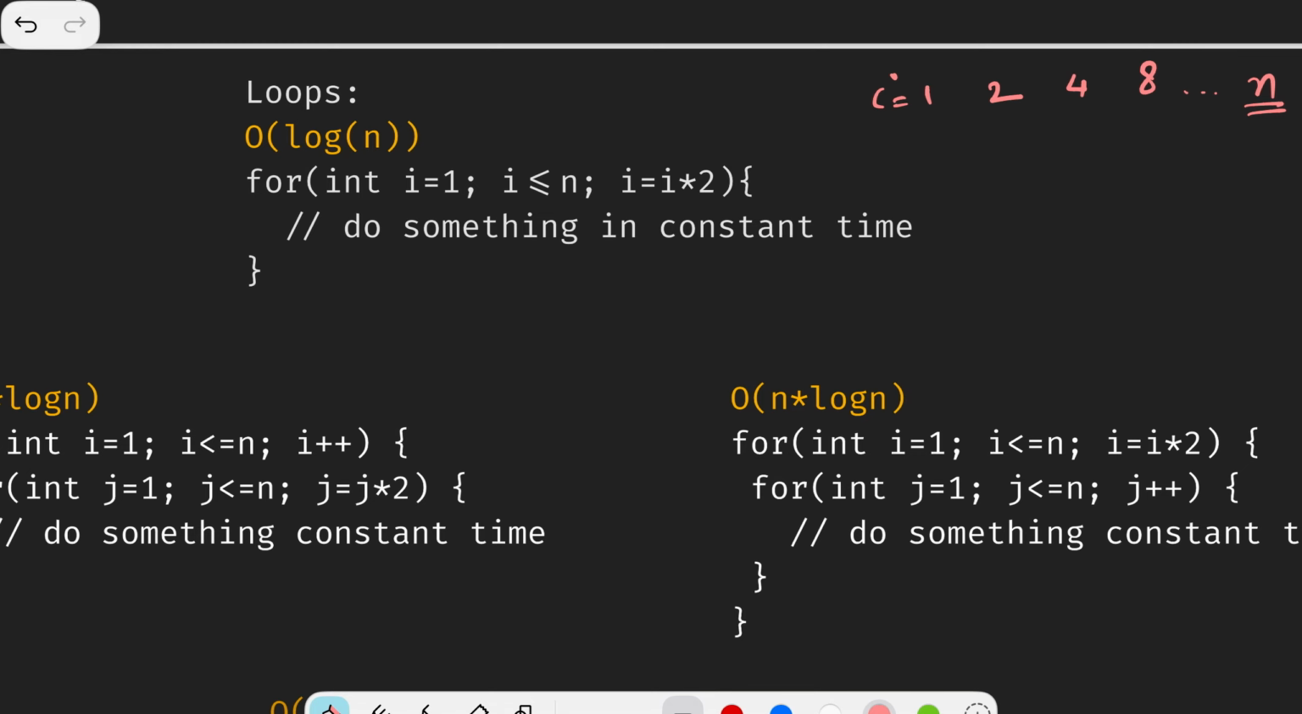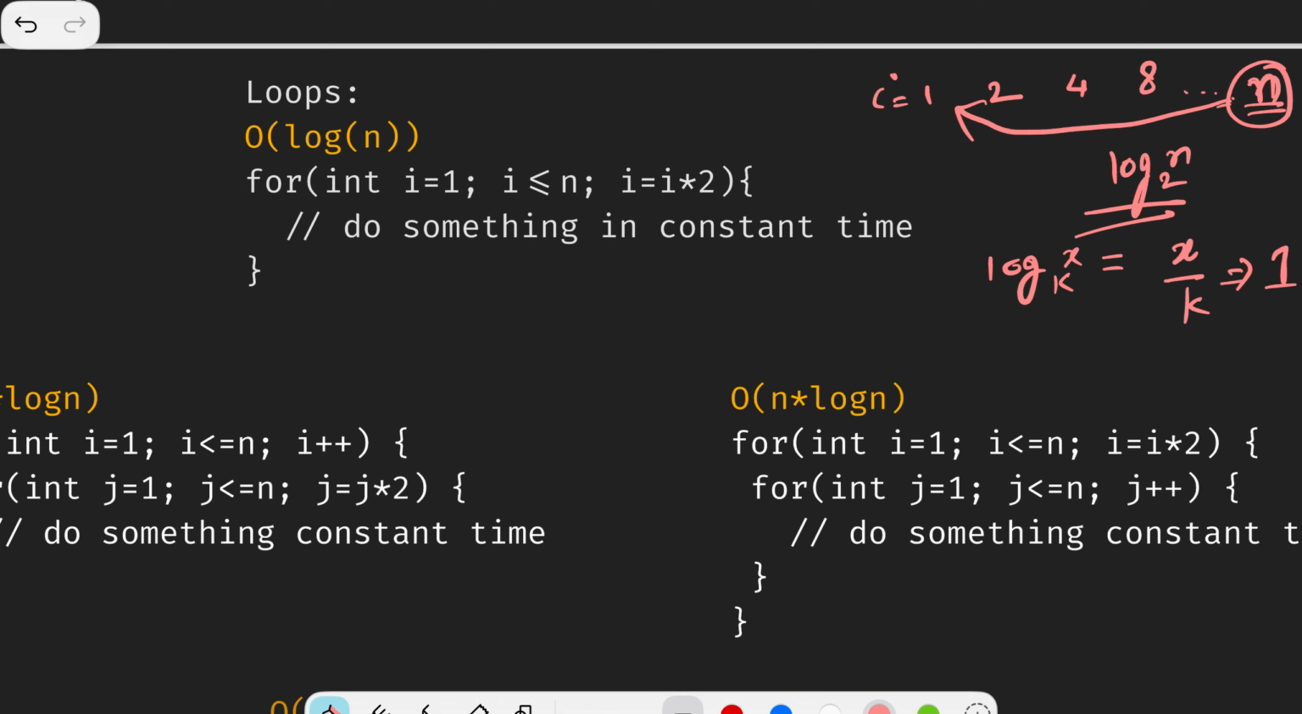We have already seen multiple times this will take log n base 2 steps, right? Remember, log x base k represents how many times you are going to divide x by k till it reaches 1. We are multiplying 1 with 2 till it reaches n. Or we can see it otherwise as well. We are dividing n by 2 till it reaches 1. That's why the time complexity of this is going to be log n base 2.